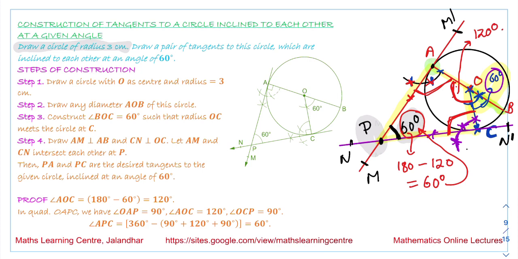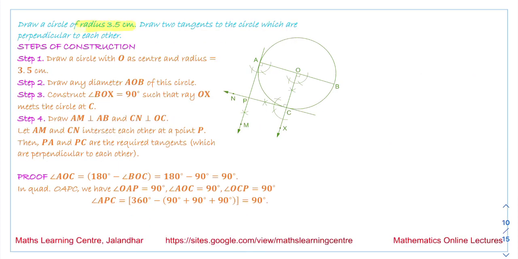Next, we have to draw a circle of radius 3.5 centimeters. Suppose we are saying this is the circle of radius 3.5 centimeters. Now we have to draw 2 tangents to the circle which are perpendicular to each other. That is, the angle between them should be 90 degrees.